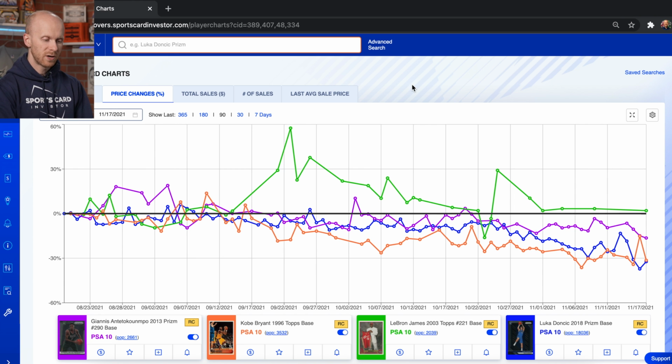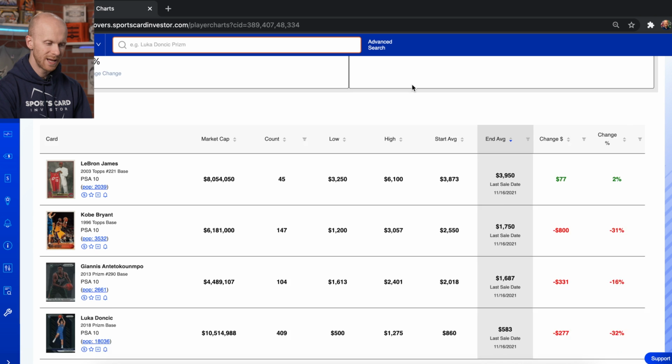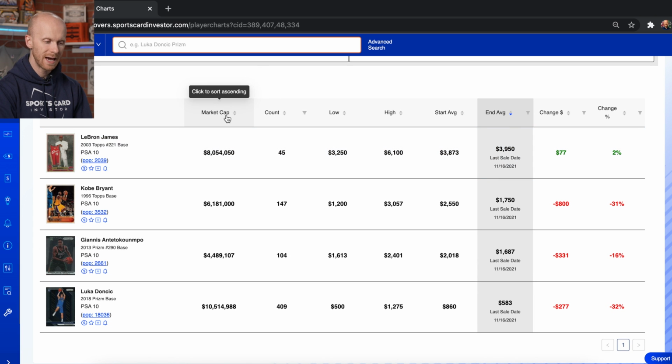Okay, so you're on our popular card charts and you've run a search, and now if you scroll down to the stats section, you can actually see this brand new Market Cap feature. And what I want to point out here is that if you sort by end average, that'll really only show you part of the picture. You can't look at card prices in a vacuum and just sort of compare them apples to apples.